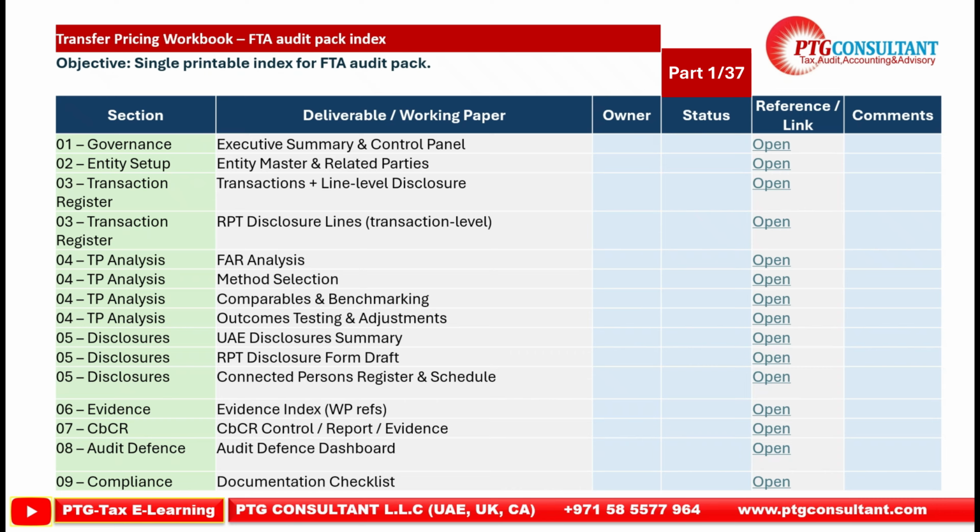6. Evidence. An evidence index linking to key support documents, which strengthens traceability and audit reproducibility. 7. CBCR, a dedicated area for CBCR control, reporting, and evidence, where applicable. 8. Audit defense, an audit defense dashboard used to respond quickly to FTA queries with clear references. 9. Compliance, a final documentation checklist to confirm completeness before submission or audit review.